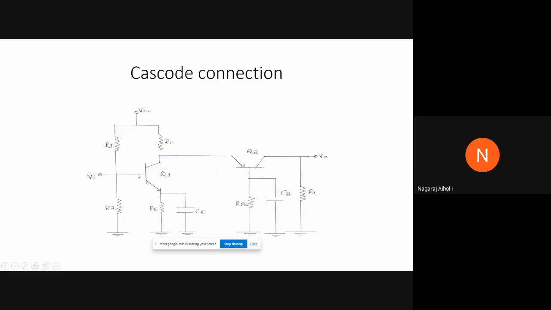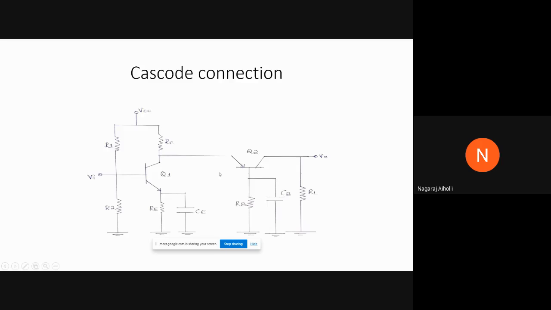Now, in this cascode connection, the input impedance is very high, and the final output impedance of the common base stage is also high. This is common emitter because the emitter is common between the input portion and the output portion. This is common base because the base terminal is common between the input section and the output section. The input impedance of the common emitter amplifier is high, and also the output impedance of the common base amplifier is high.